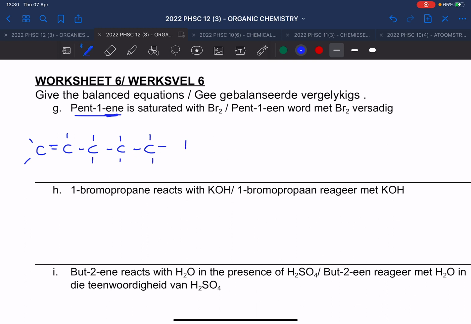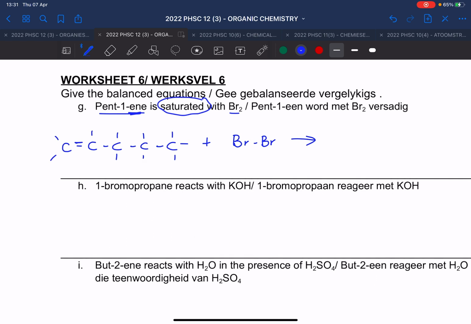Okay, and then they say it is saturated with bromine. Lepelo, what does saturated mean? Yes, there's no double bonds or no multiple bonds. There's only single bonds. So when something is saturated, as you can see, you start here with a double bond. And then they say it's going to be saturated, there's going to be no double bonds at the end.